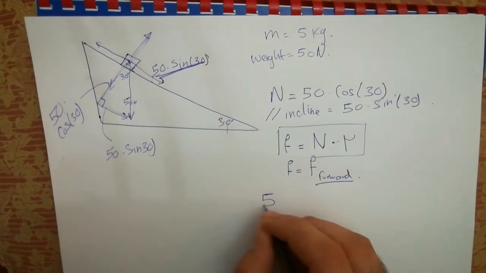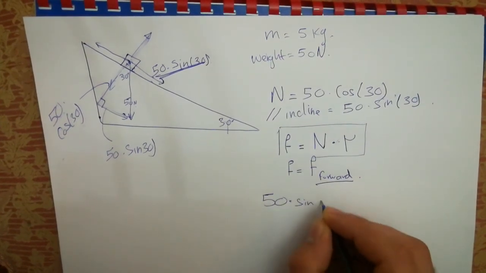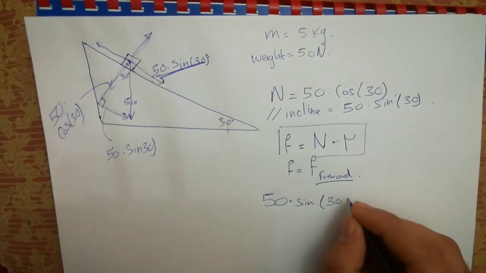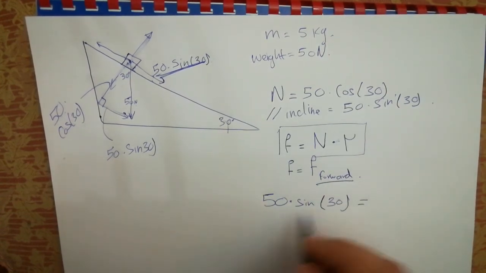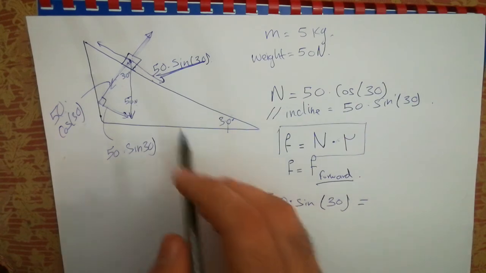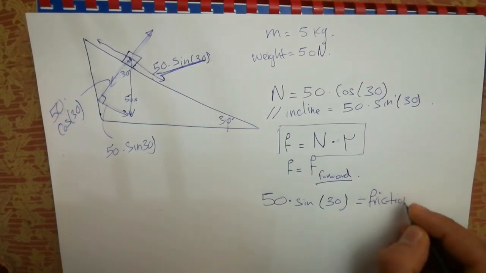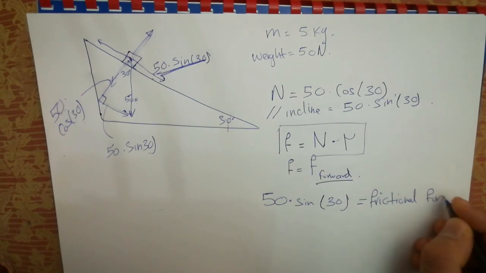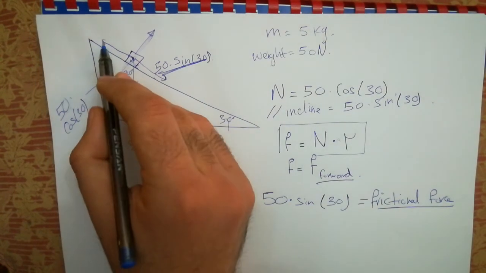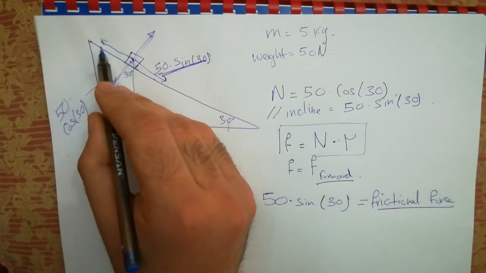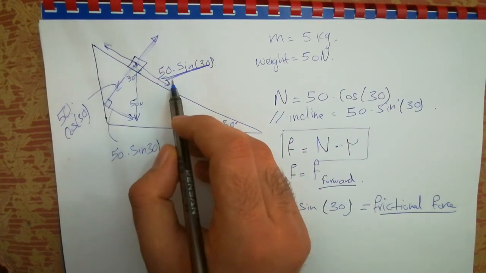So 50 multiplied by sine 30 is equal to the frictional force. And of course, it's pointing in the other direction. This is the frictional force, and this is the force that's trying to move it.